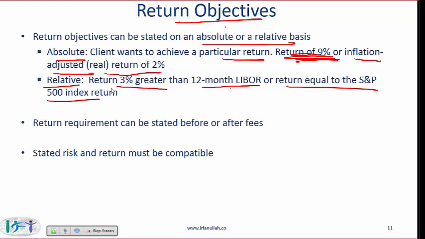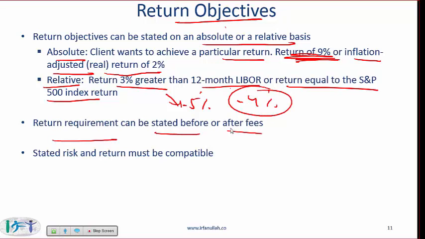So if you have a situation where the S&P goes down by 5% and your portfolio is down by 4%, then we say that this did well. Return requirement can be stated before or after fees. So we need to be very clear when we state this, that our return requirement is on, let's say, an after fee basis. Stated risk and return objectives obviously must be compatible.